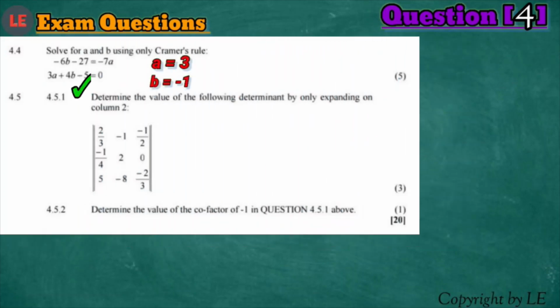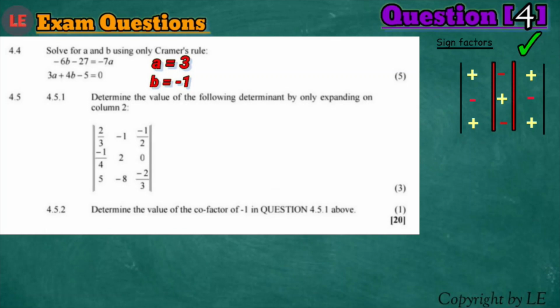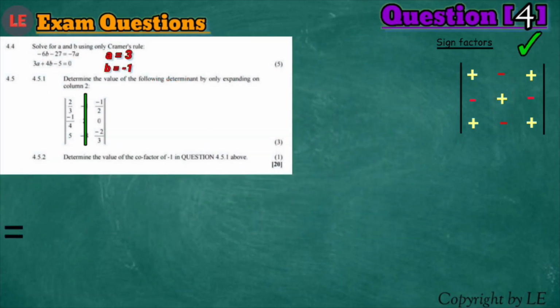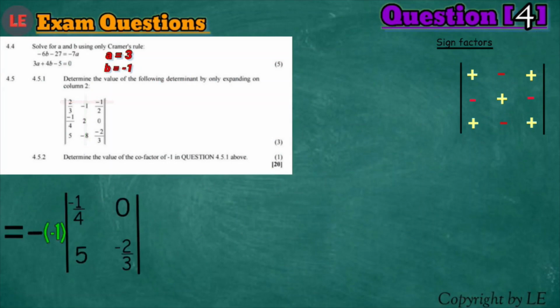Now on 4.5.1, we are instructed to find the value of the determinant by expanding along the second column on this 3 by 3 matrix. You will need sign factors when solving this. Let us take this table of sign factors, whereby we will be using the middle signs as we are expanding along column 2. We strike out column 2 and row 1, then we write the minor left alongside this negative 1. Remember, here the sign factor is negative also.